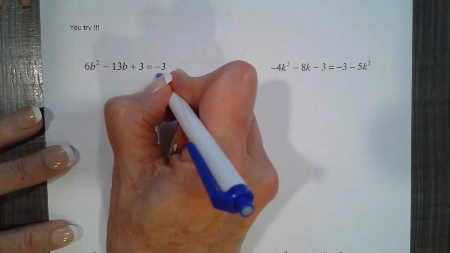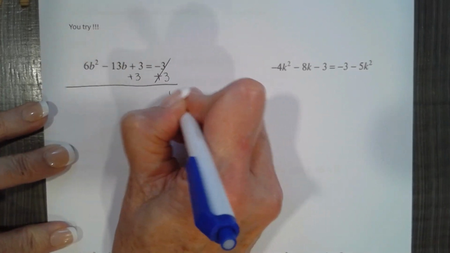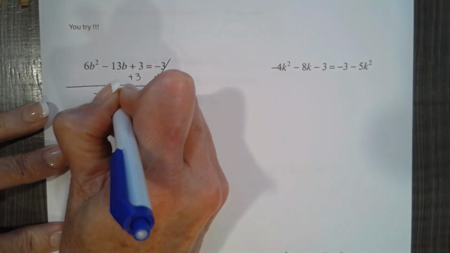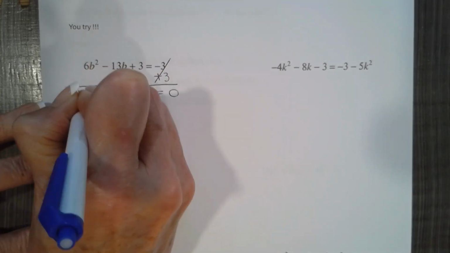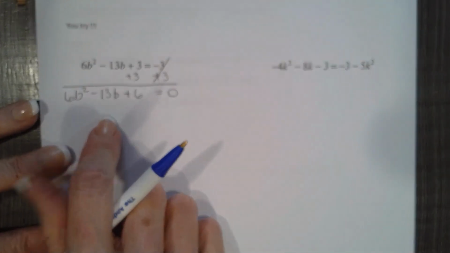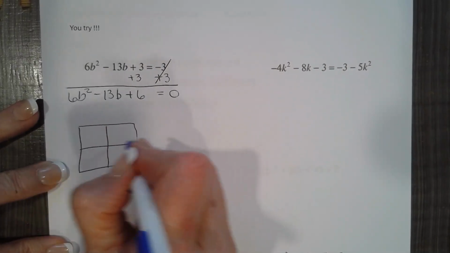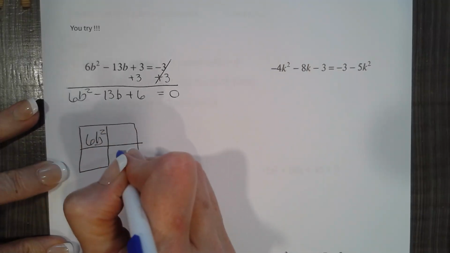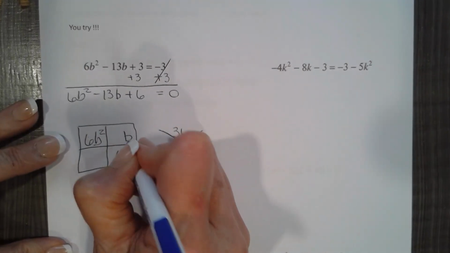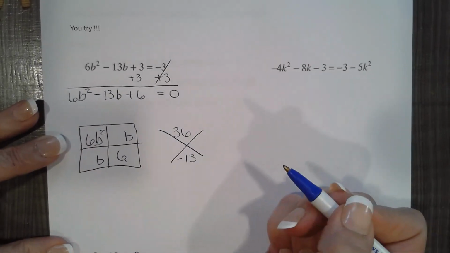Okay, I'm going to add 3 to both sides. So now I have 6. Okay, we've got a trinomial. There is no greatest common factor here. So we're going to use our boxes. Multiply those together and get 36. And then the middle term is negative 13.